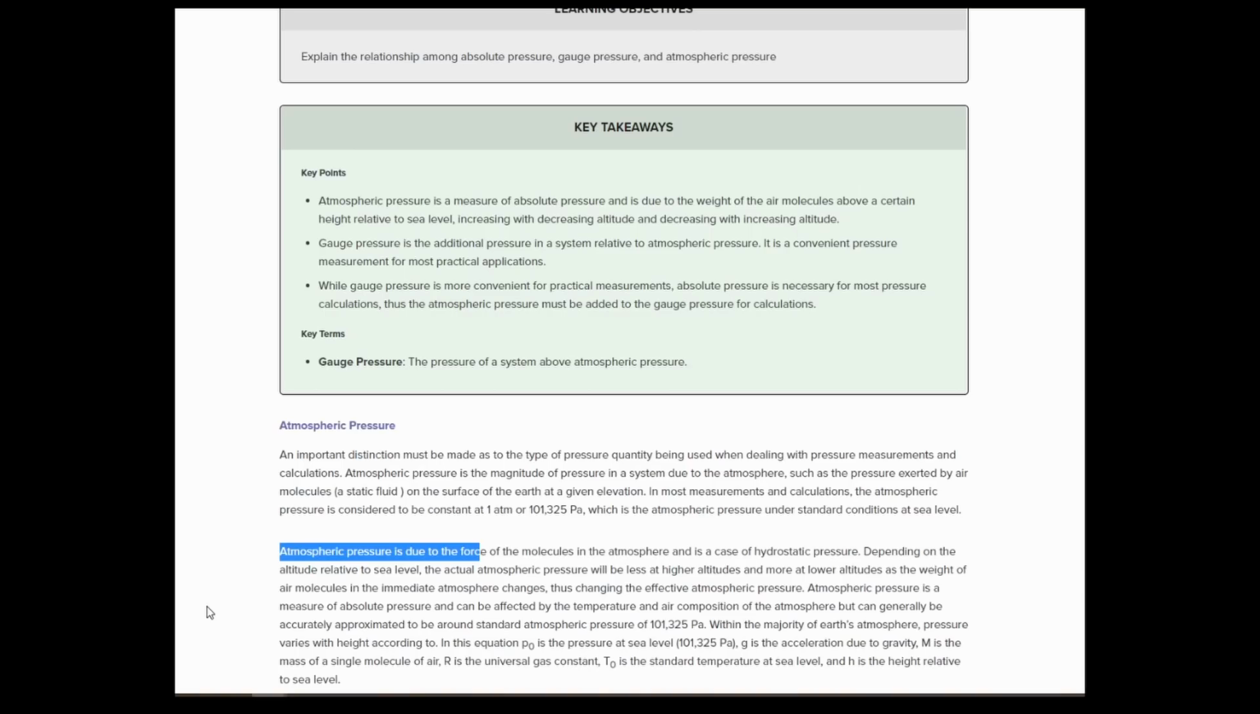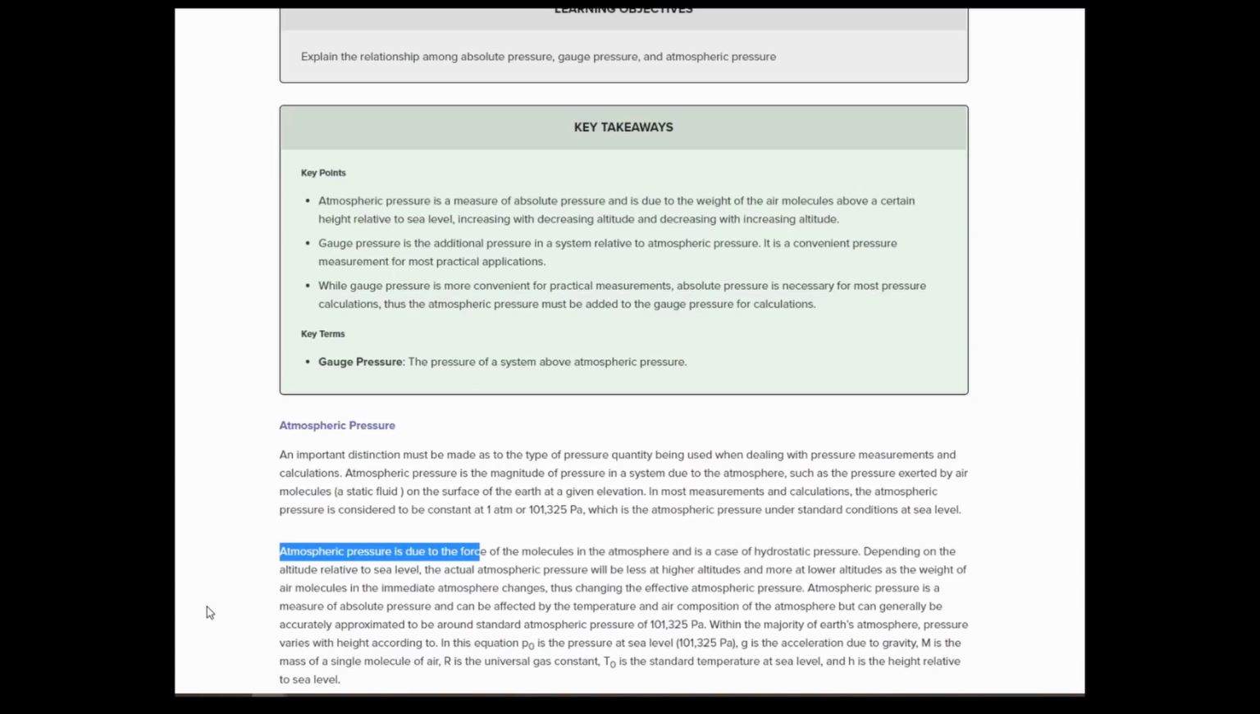The pressure of a fixed mass of gas at a constant temperature is strictly dependent on the volume of the container holding the gas. If you decrease the volume of the container, you will increase the pressure. If you increase the volume, you will decrease the pressure. Atmospheric pressure has nothing to do with volume.